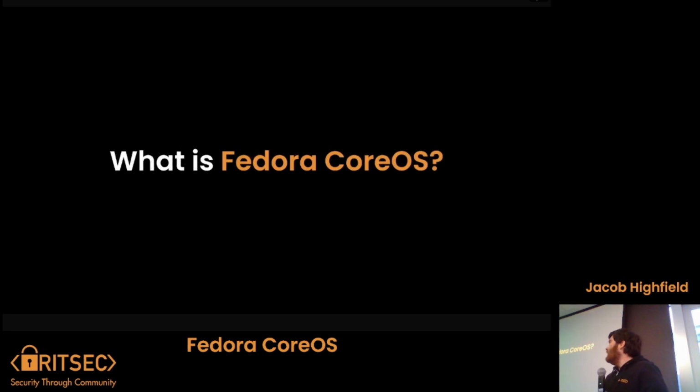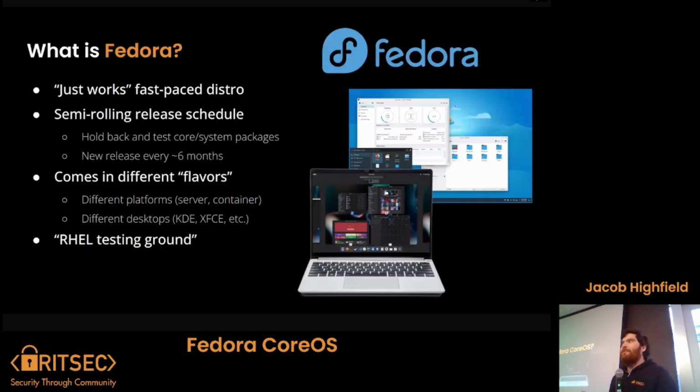So first, before we can talk about Fedora CoreOS, just to make sure everyone's on the same page, we first have to talk about what is Fedora. Fedora is a Linux distribution. It's sponsored mainly by Red Hat. Sometimes it's known as the RHEL testing ground. Fedora usually likes to stay pretty fast-paced. They do a lot of changes and try to keep up with new technologies, such as using Btrfs. And I think they were one of the first distros to switch to Systemd when that was new.